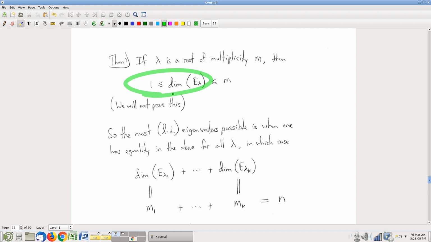I think it'd be a nice exercise. Write that down. How do you take this assumption that you have an eigenvalue? How do you show that there is at least one corresponding eigenvector? Good practice proof.